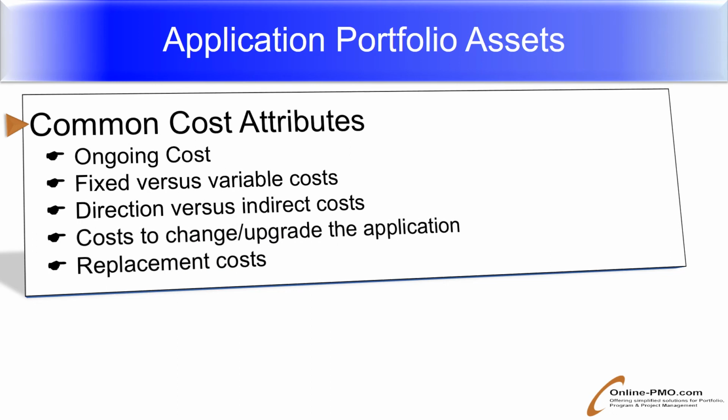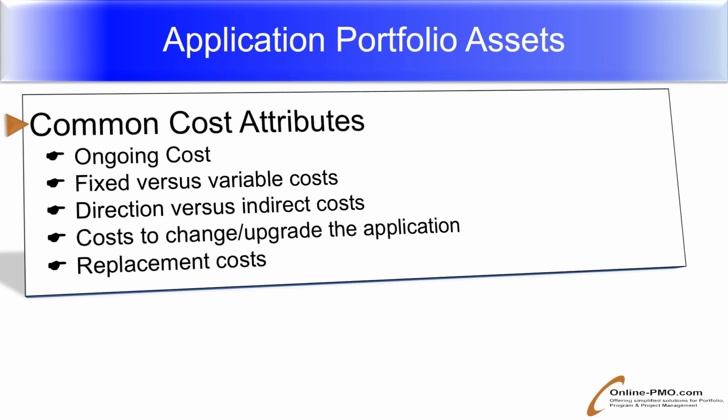Fixed versus variable costs: a useful way to analyze costs to highlight for business executives which costs vary and why versus which costs remain fixed. Direct versus indirect costs: some progressive companies recognize there are many indirect costs associated with an application, such as the revenue and productivity impacts of downtime.